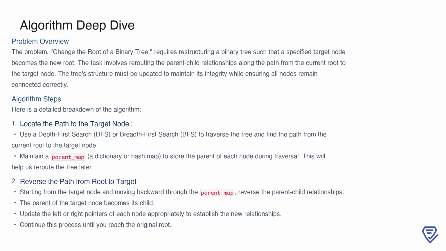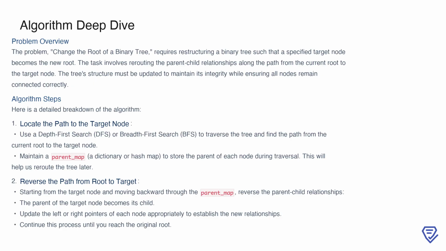To solve this, the algorithm begins by locating the path to the target node. This can be done using a depth-first search or breadth-first search traversal. While traversing, we maintain a parent map, which records the parent of each node. This map will be crucial for reversing the tree structure later.